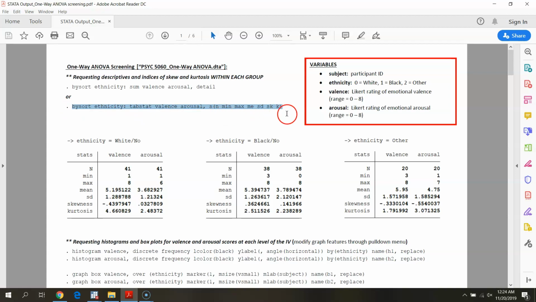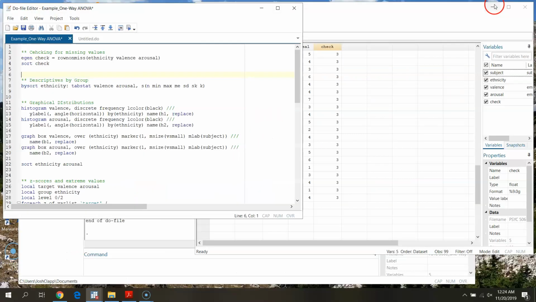So this is what I'm going to use here in the syntax file, or my do file. So I'm going to by sort by ethnicity, and that's going to just split things up across my 3 different groups, and then I'm going to summarize valence and arousal, and I'm going to request sample size, min, max, mean, standard deviation, skew, and kurtosis. Okay, I'm going to go through and I'm going to run that.